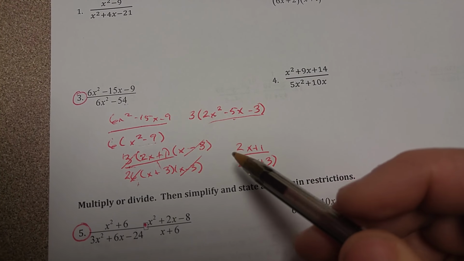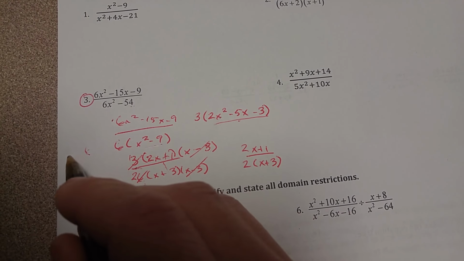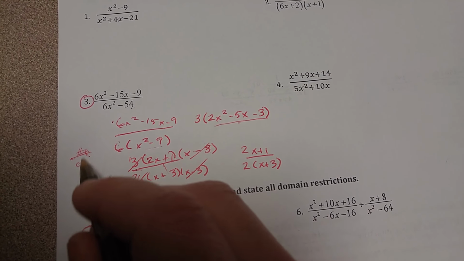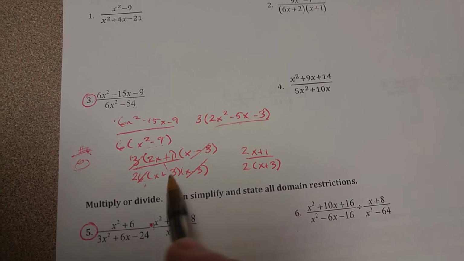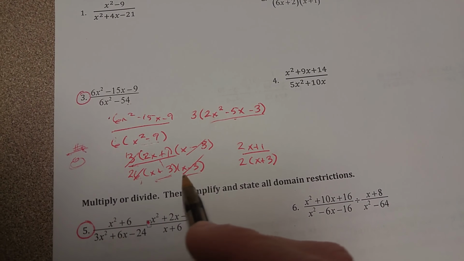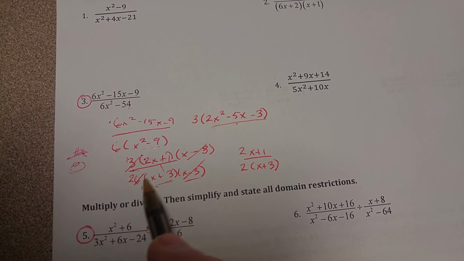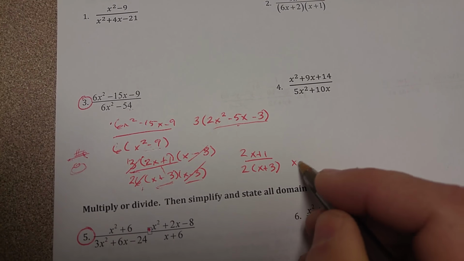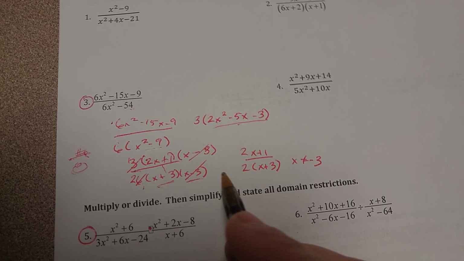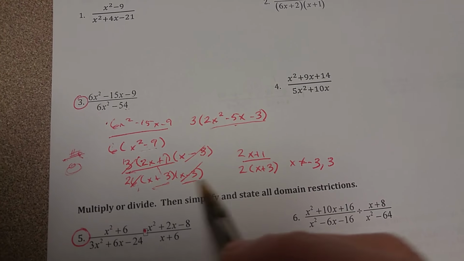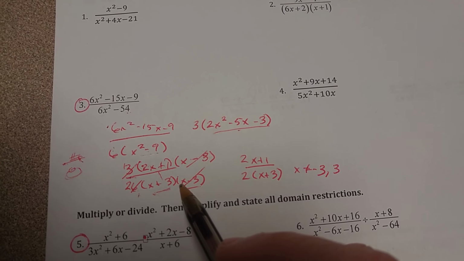Now remember, we've got to look for domain restrictions. You can never divide by 0, so you're not allowed to have a 0 in the denominator. So what would make this denominator equal 0? Well, there are going to be two numbers that I can see from right here. So negative 3 plus 3 would equal 0, so x can't equal negative 3. And positive 3 minus 3 would make that one equal 0. So even though this cancels out, you still have to list it as a domain restriction.